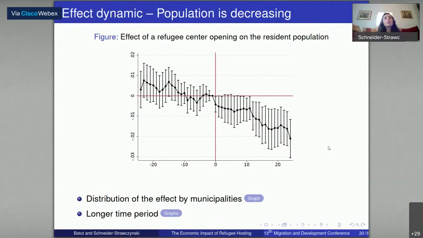We also present the dynamic of the effect, and you can see that before the opening of the refugee housing centers, hosting and non-hosting municipalities do not differ, but that they start really diverging after the opening of the refugee center, with a decrease in the population for hosting municipalities.